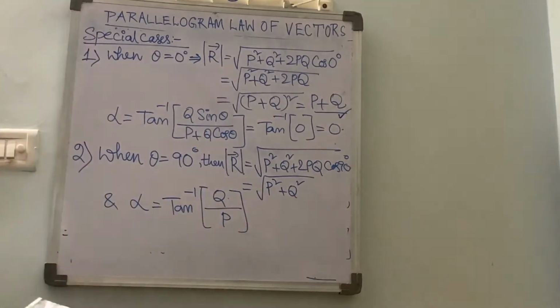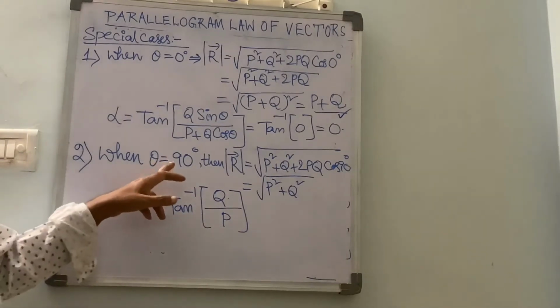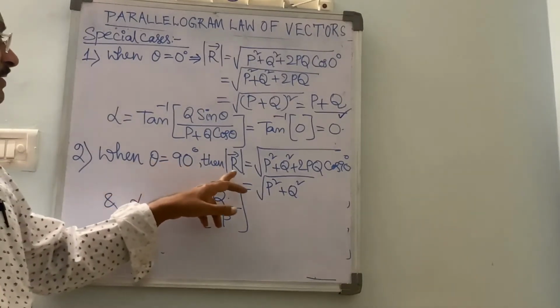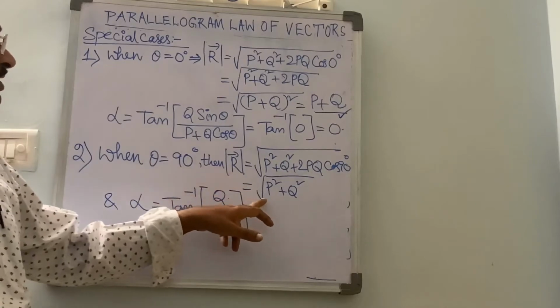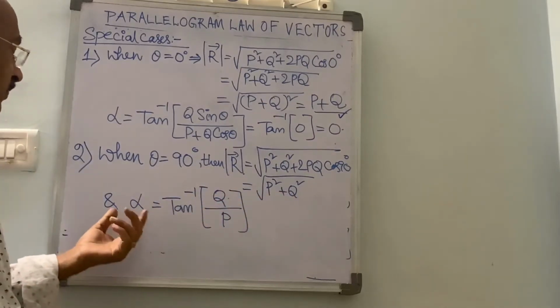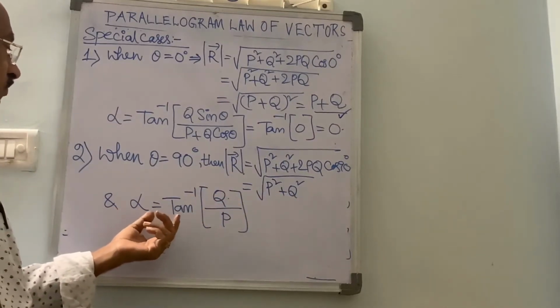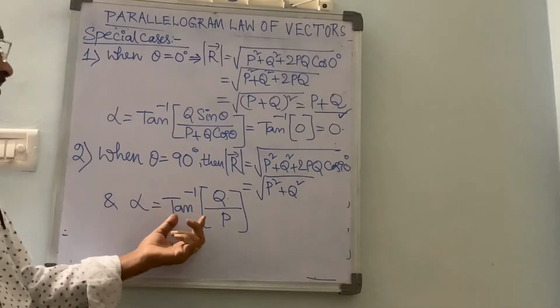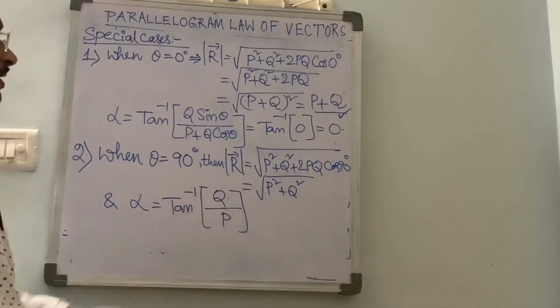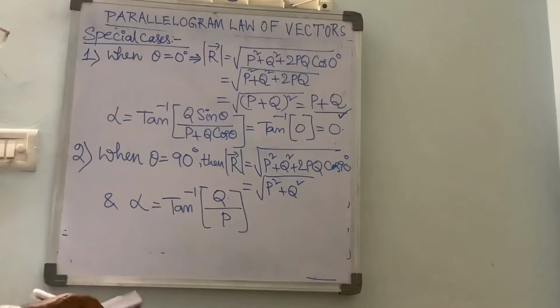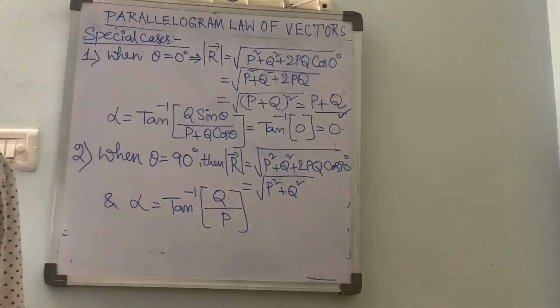So, when the two vectors are perpendicular to each other, the resultant is equal to under square root p square plus q square, and the direction is tan inverse q by p. And the third case is when theta is equal to 180 degrees.